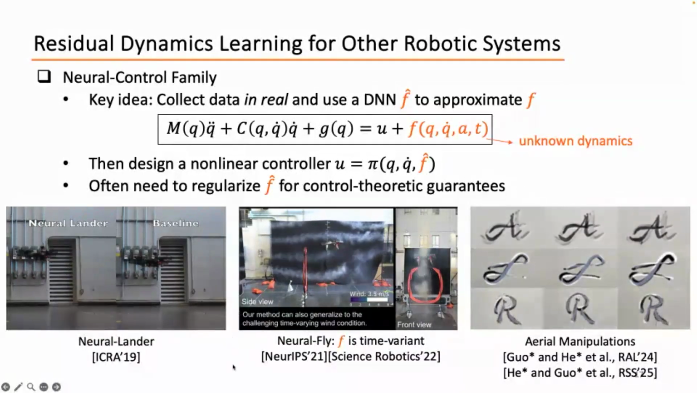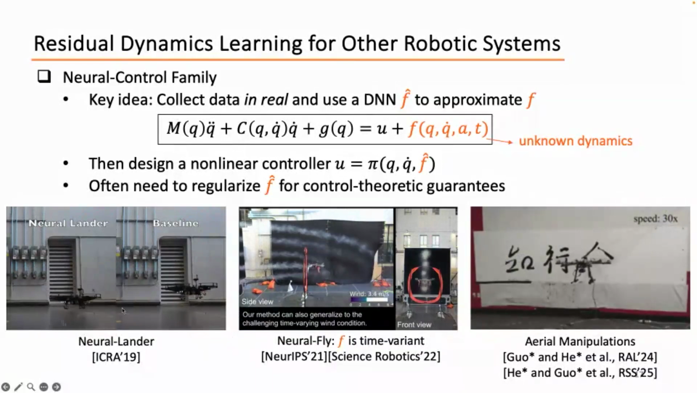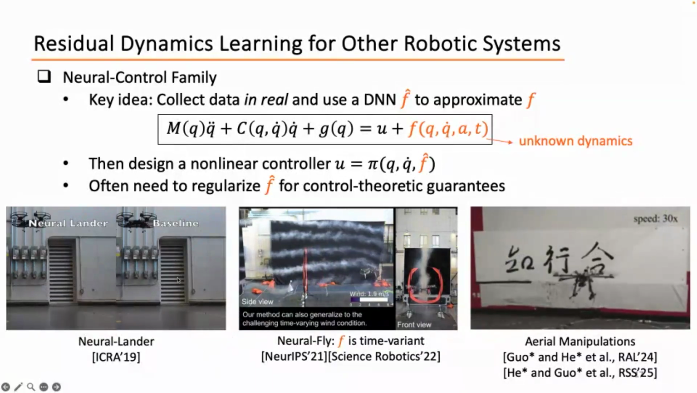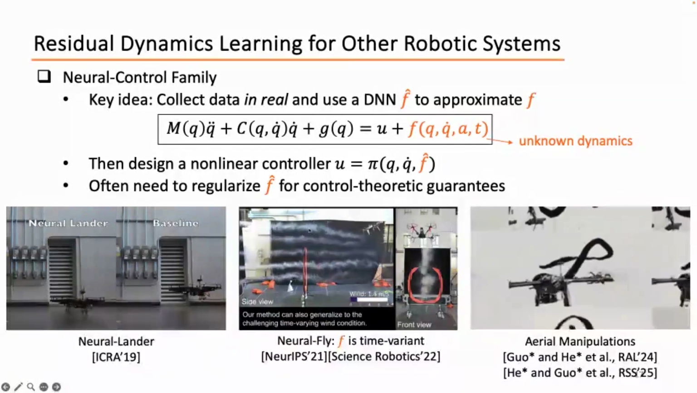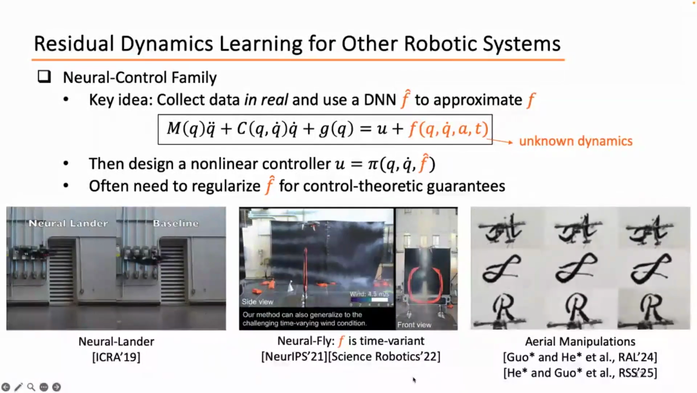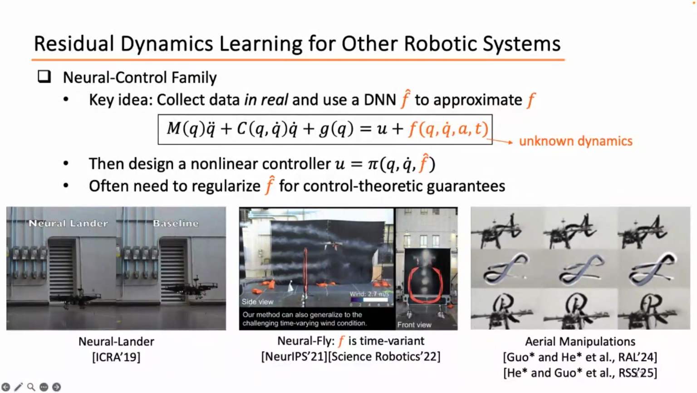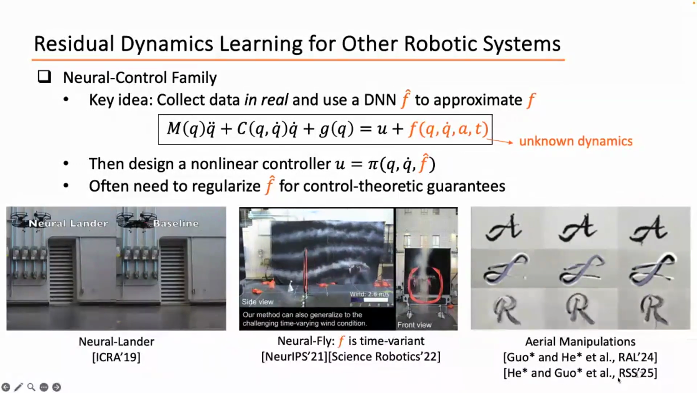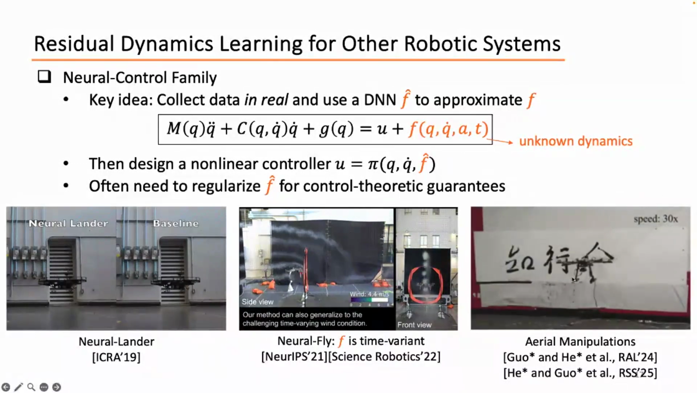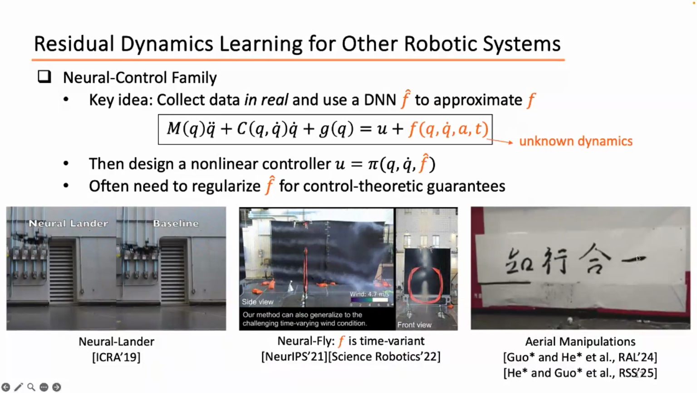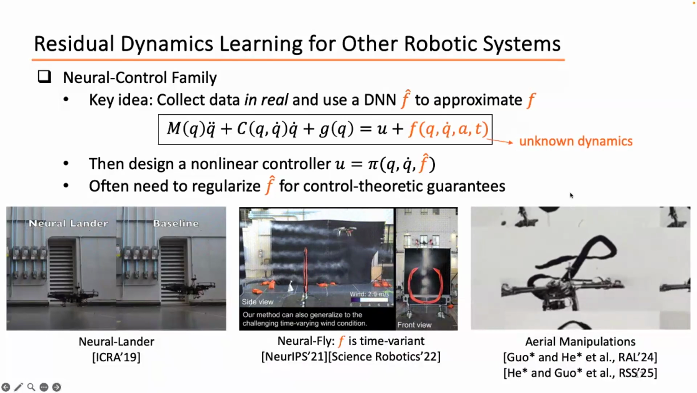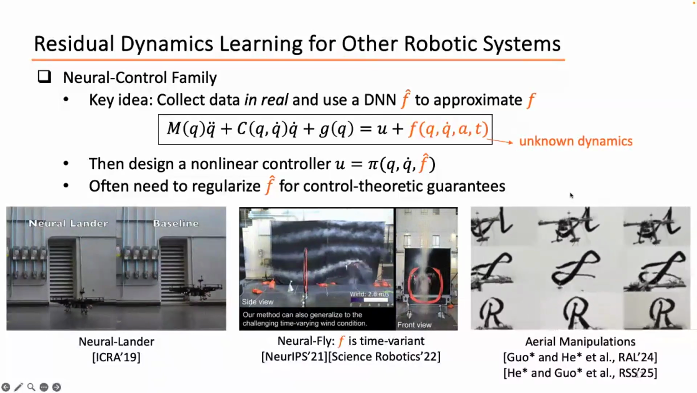This works pretty well for quadrotors, right? For example, this neural lander, the drone can land very smoothly, and in neural flight, we use meta learning to learn dynamics, and the drone can adapt to a time-varying wind condition. And this is an extension to an aerial manipulation problem. The drone can draw some letters and calligraphy on the wall. So it works very well for simple robotic systems.